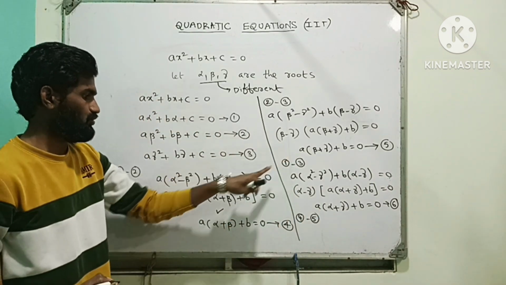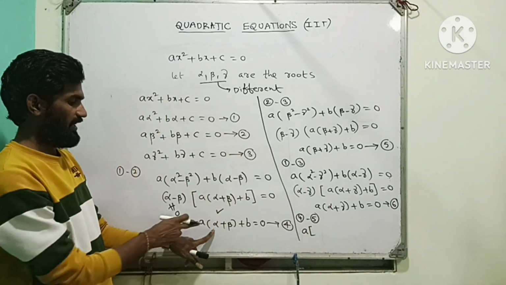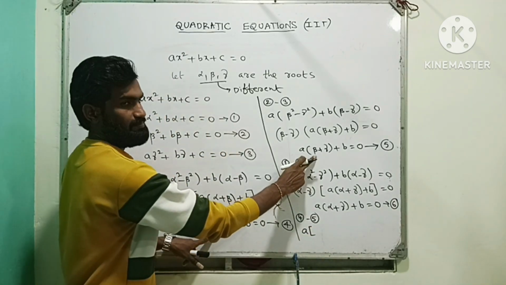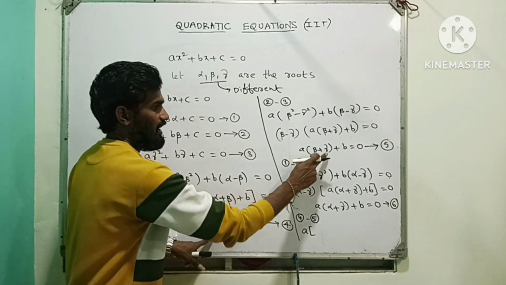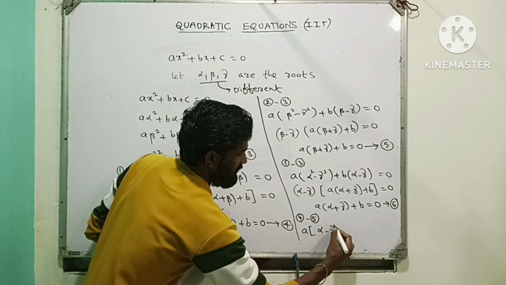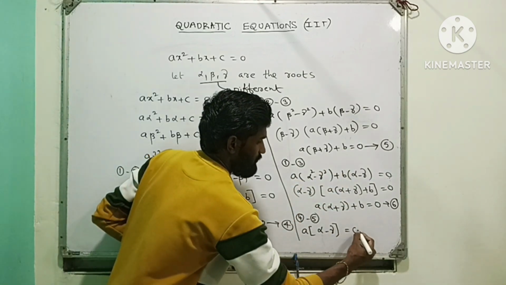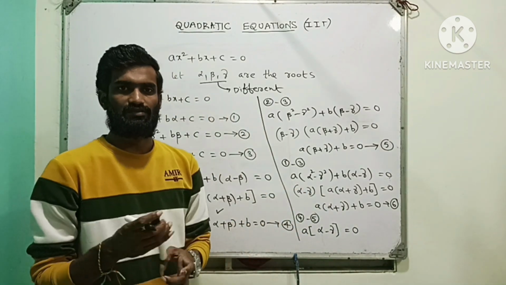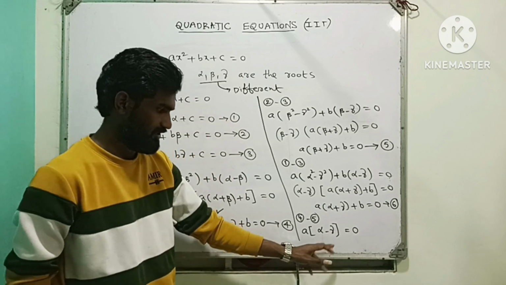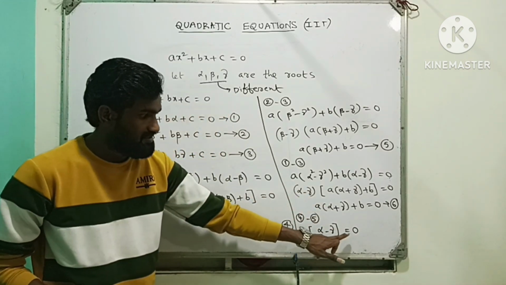Okay, in these two, a is common, so if I take a common, what I will get is alpha plus beta minus beta, which means plus beta and minus beta cancel, and we get alpha minus gamma. And b gets cancelled, so this equals 0. Now just observe here, this is very, very important. Now a into alpha minus gamma is equal to 0.